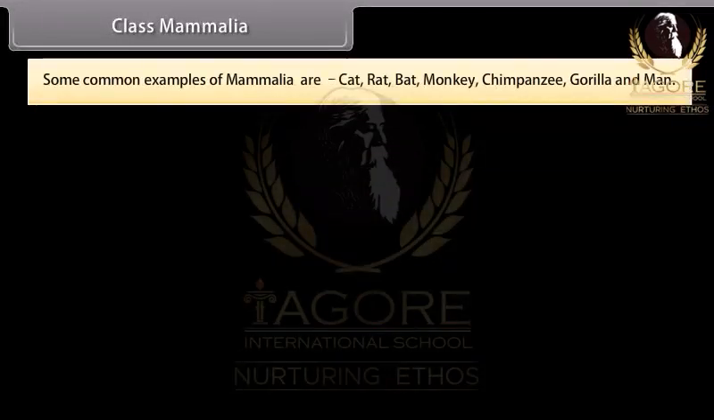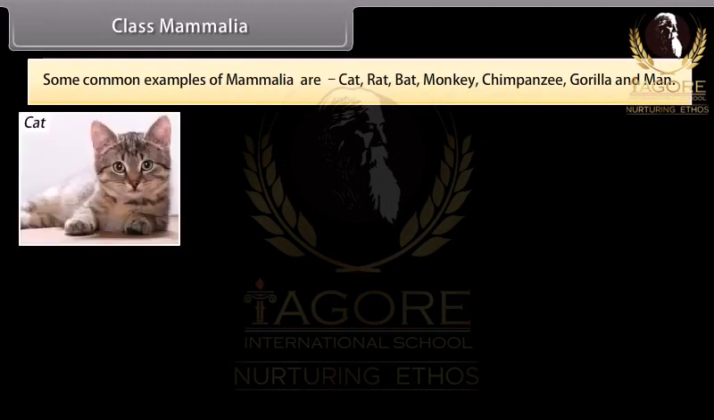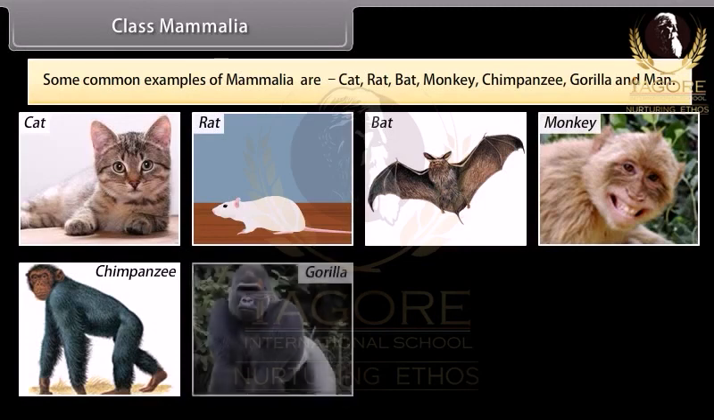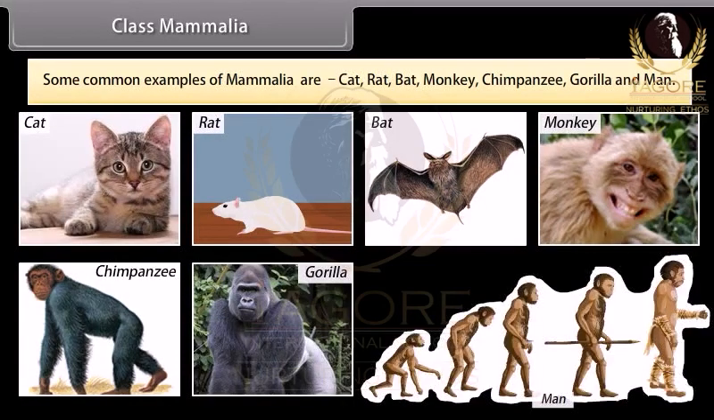Some common examples of Mammalia are cat, rat, bat, monkey, chimpanzee, gorilla, and man.